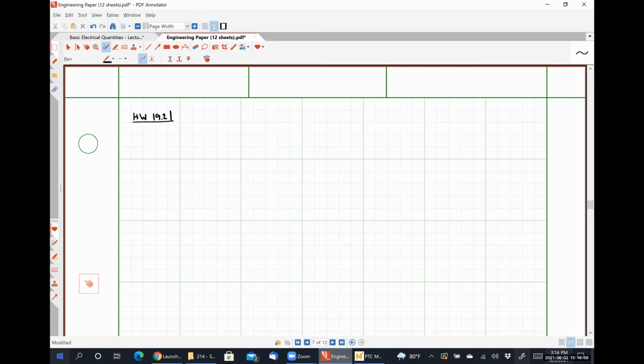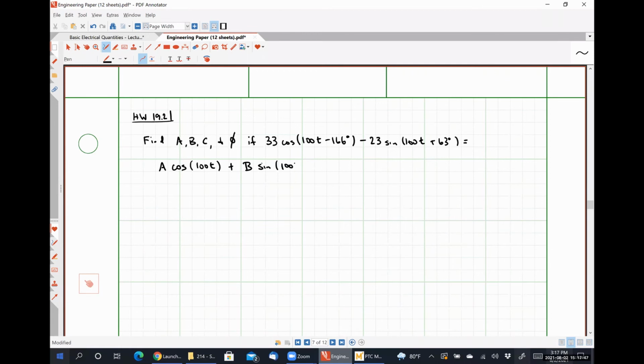So we are asked to find A, B, C, and phi if 33 cosine(100t minus 166 degrees) minus 23 sine(100t plus 63 degrees) is equal to A cosine 100t plus B sine 100t, which is equal to C cosine(100t plus phi).